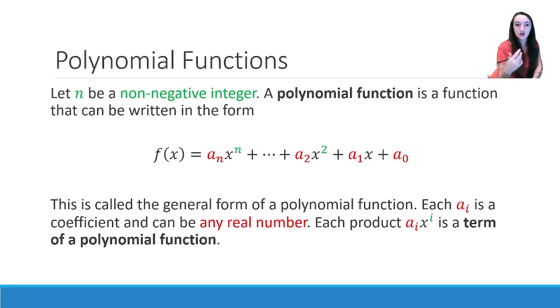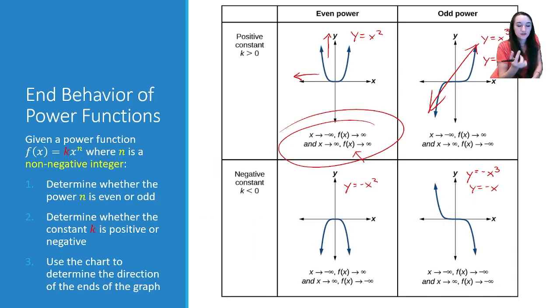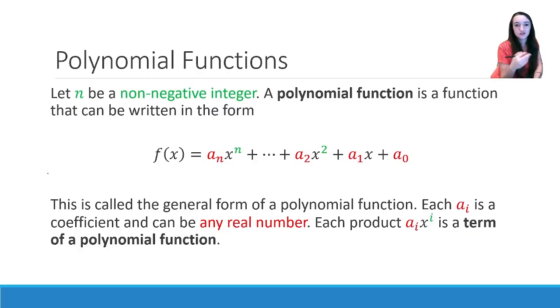Each a_i is a coefficient, a_i meaning each of these a's with some number, and can be any real number. So it doesn't have to be an integer, it doesn't need to be positive, it's just some real number. Each product, a_i x to the i, is a term of the polynomial. Specifically, it is its own little power function. Remember that it is specifically the nicer form of the power functions where we have the non-negative integer n's. So that's how it's related to the power function. It's just made up of a whole bunch of power functions.